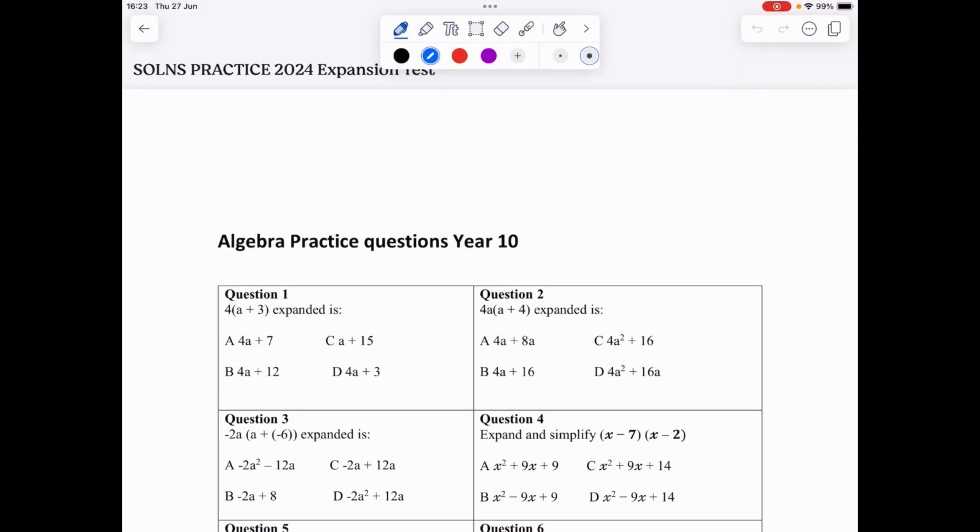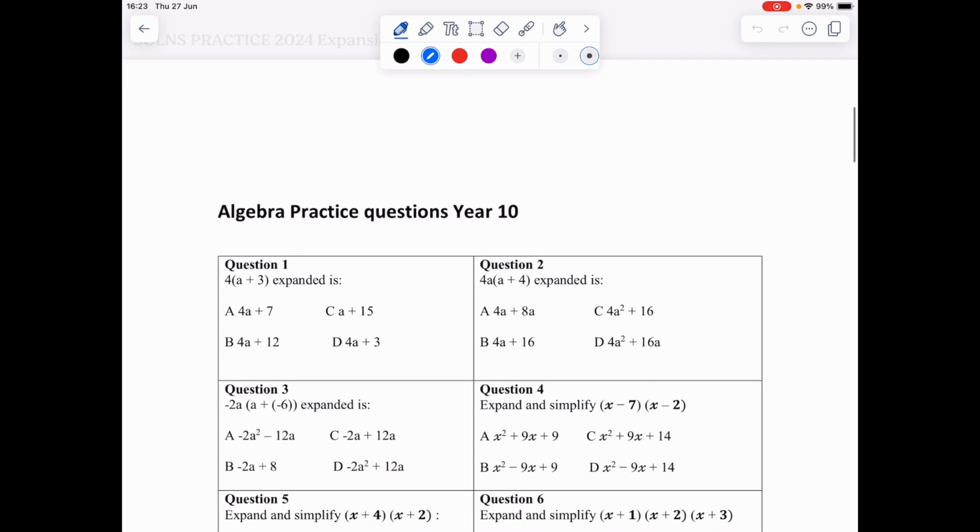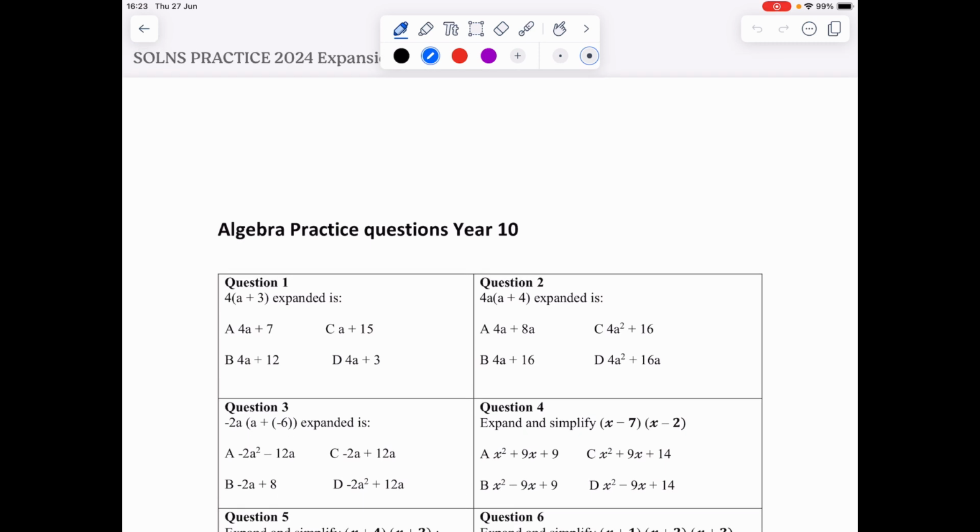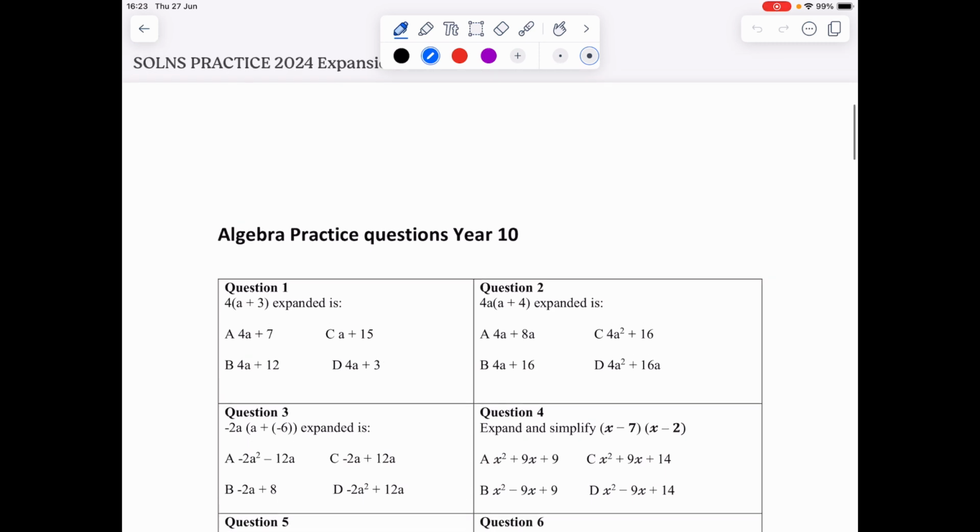Hey guys, Mr. T here yet again doing the solutions to the practice 2024 expansion test, because we're breaking it up into 2 bits over the holidays. So remember, your cheat sheet should have the distributive law, which is a(b + c) is equal to ab + ac.